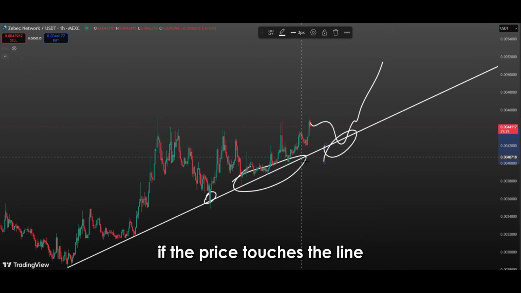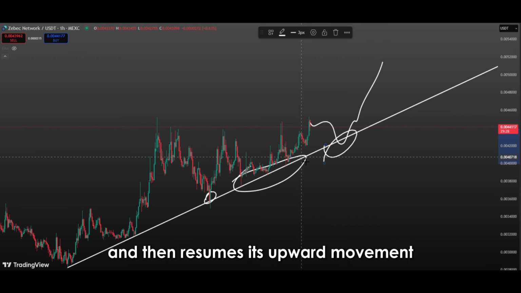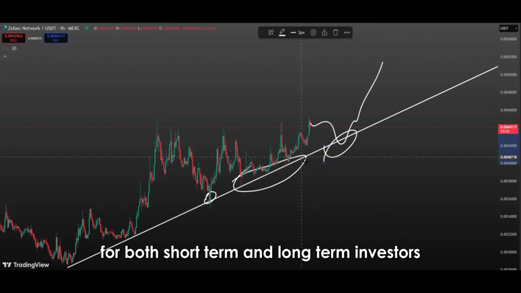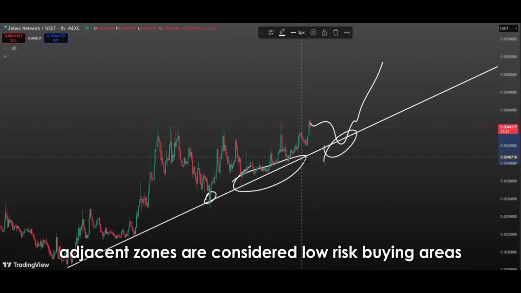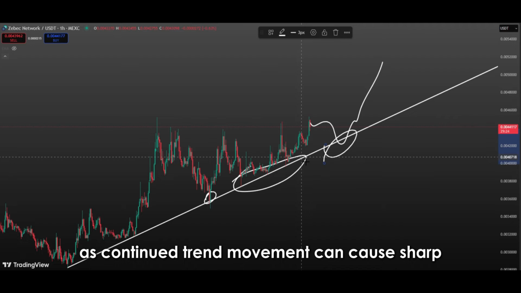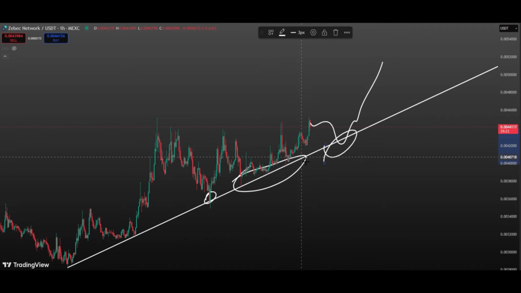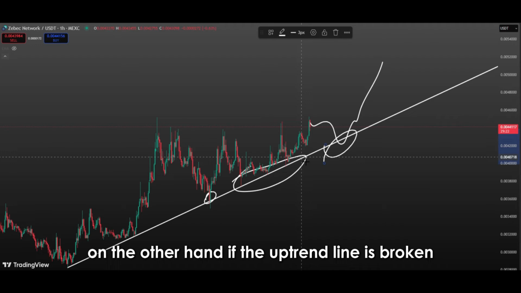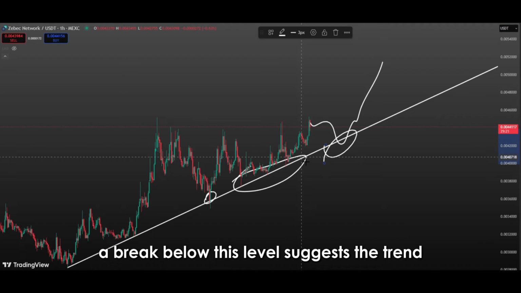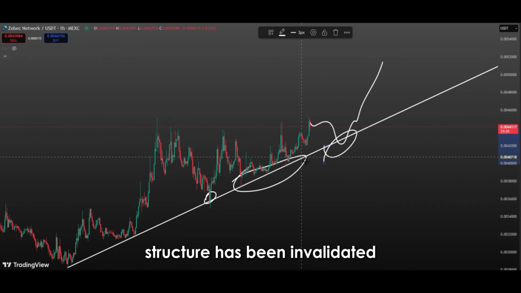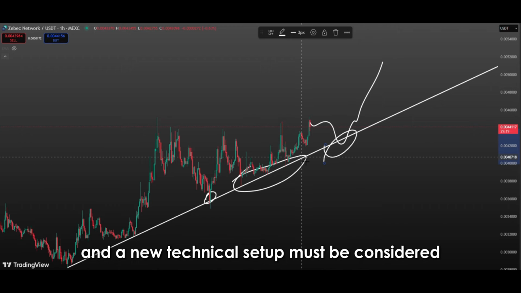point. If the price touches the line and then resumes its upward movement with strong buying pressure, this is interpreted as a positive signal for both short-term and long-term investors. Trendline adjacent zones are considered low-risk buying areas, as continued trend movement can cause sharp upward price action. On the other hand, if the uptrend line is broken, investors often place their stop-loss levels just below it. A break below this level suggests the trend structure has been invalidated and a new technical setup must be considered.